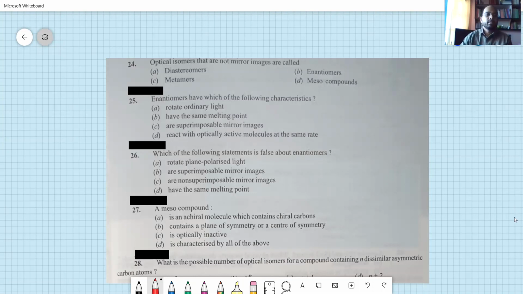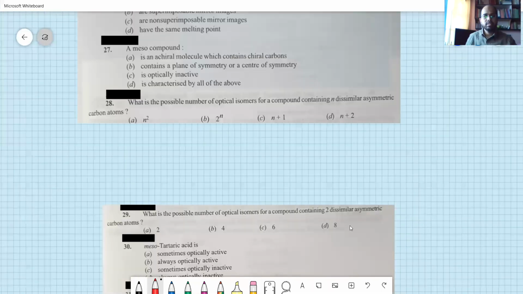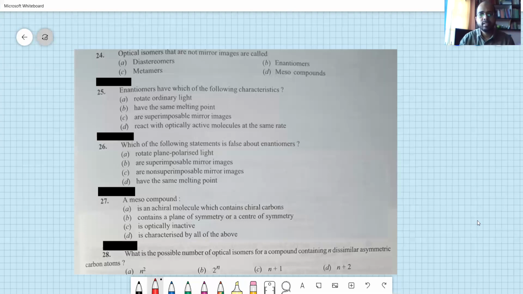It asks: optical isomers that are not mirror images are called as the diastereoisomers. Okay. If you have mirror images, then it is the enantiomer. Okay, these are exact mirror images.